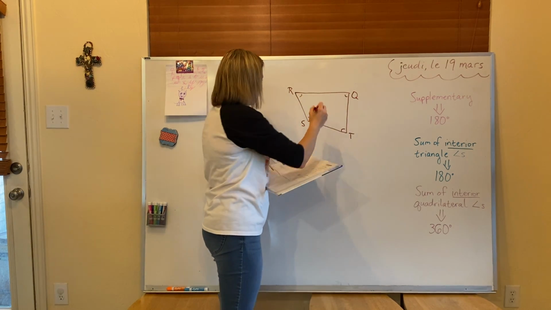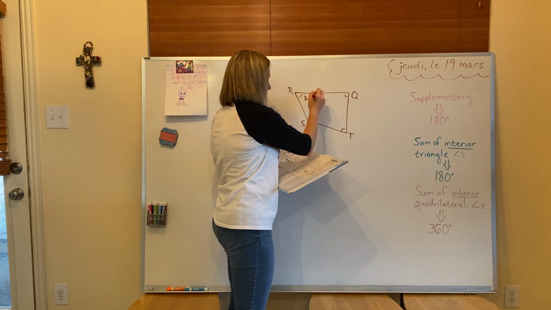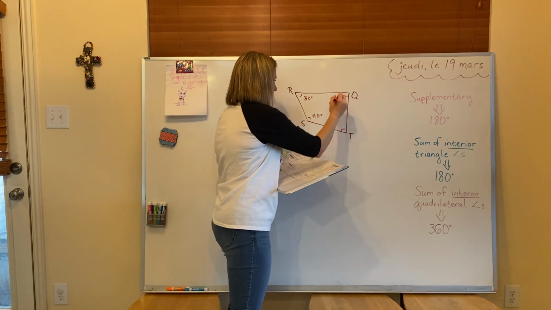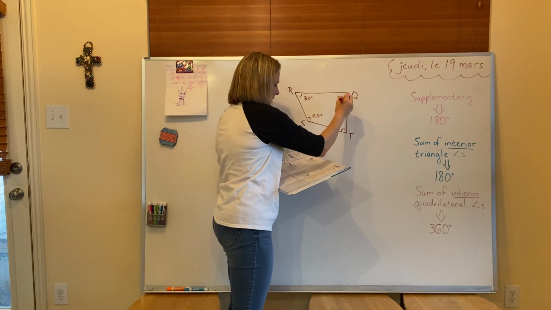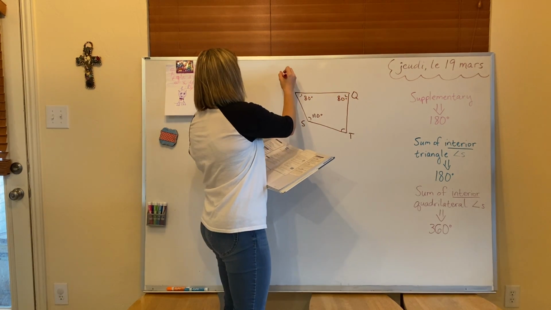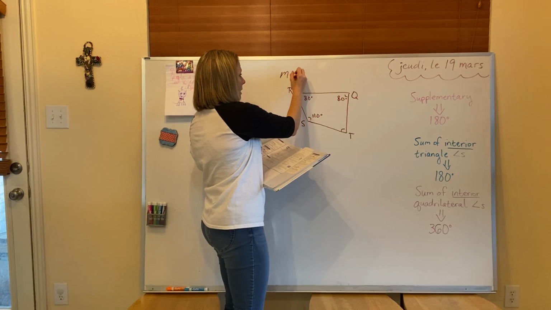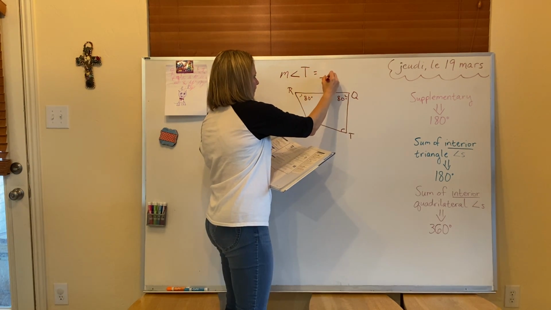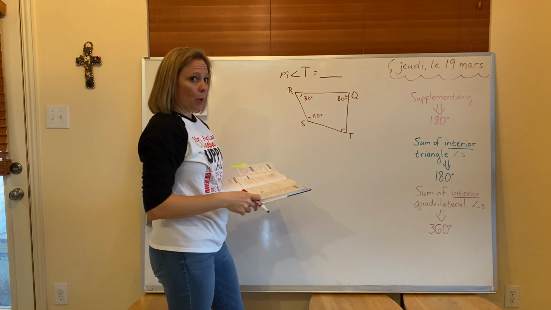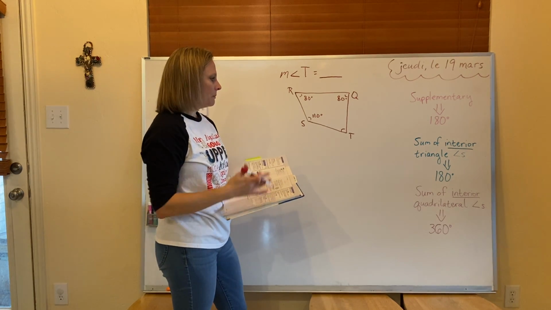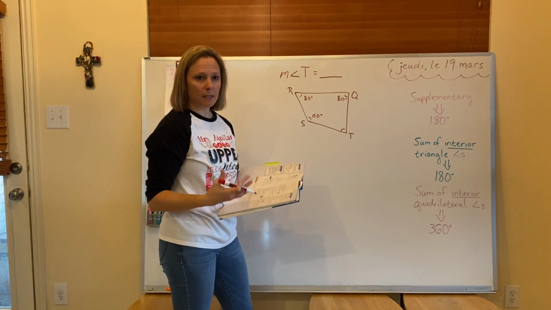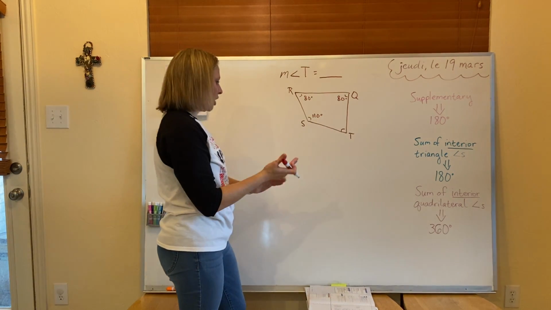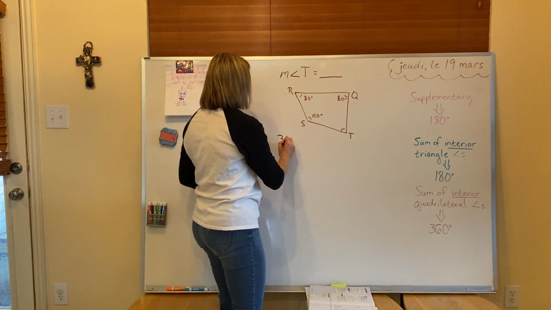I'm going to draw the picture for us so we can all see it together. 110 degrees, 80 degrees. So they want to know the measure M of angle T. So what will we do here? Well, we know that the sum of all the interior angles of a quadrilateral, a four-sided shape, will equal 360 degrees.